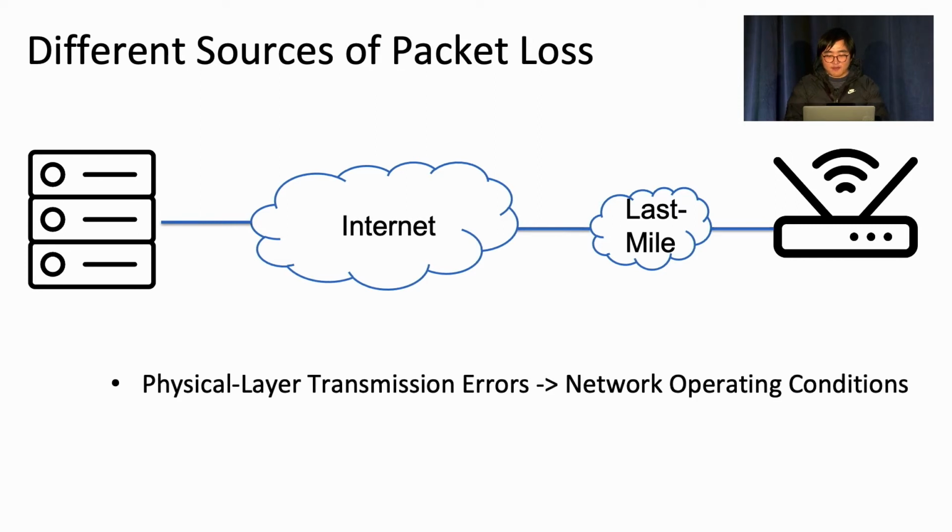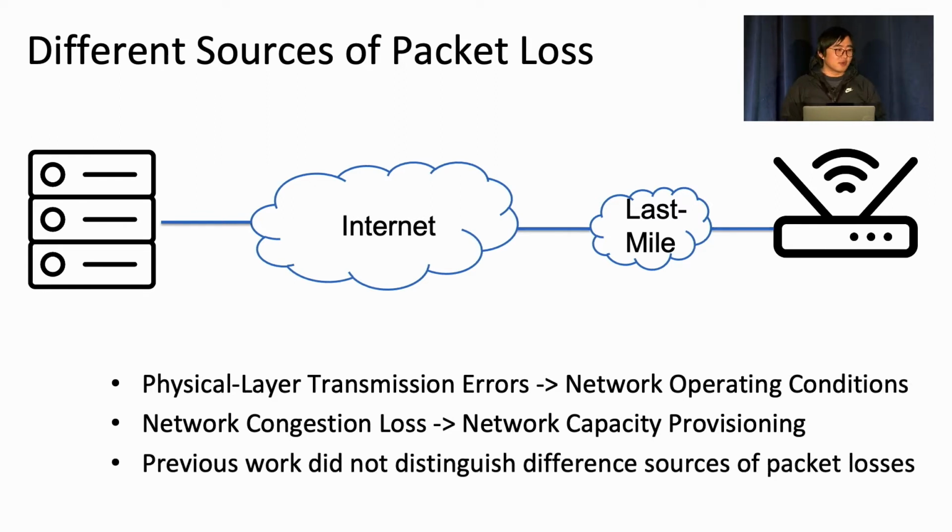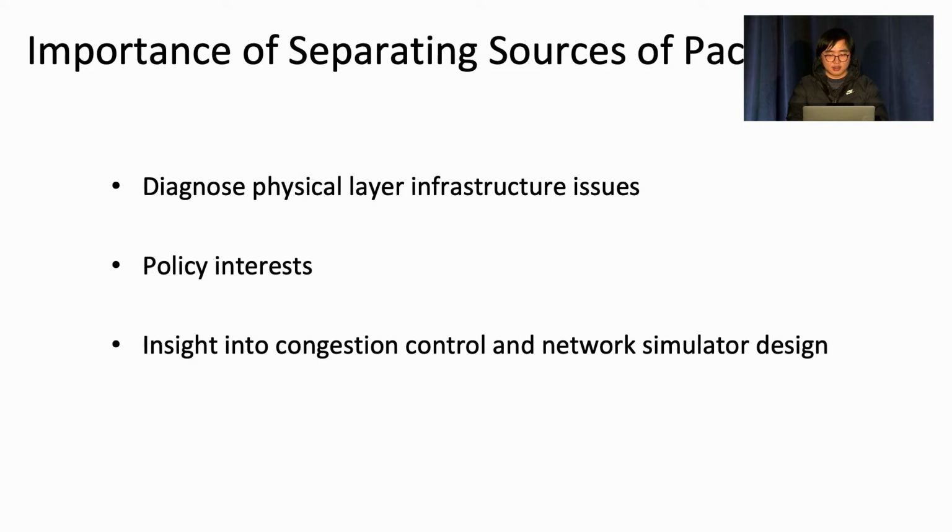This packet loss can come from two sources. One is physical layer transmission errors, which indicate the network operation conditions. The other is network congestion, which is an indicator of how well a network provisions its capacity. However, because previous works use this IP layer measurement, they cannot distinguish the different sources of packet loss.